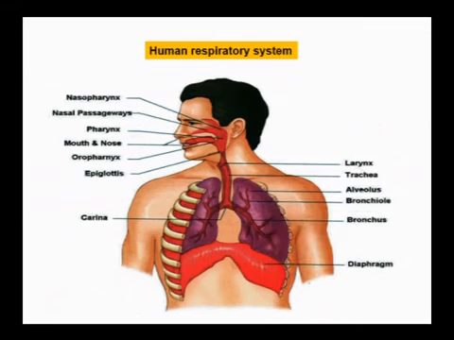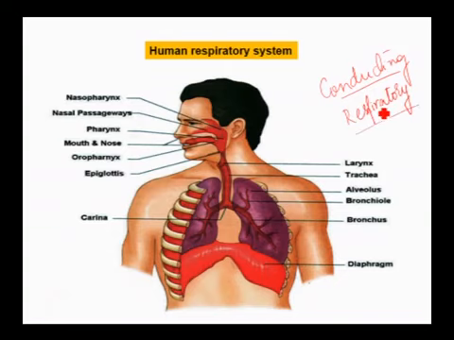A human respiratory system comprises the conducting parts and respiratory parts. The conducting parts are the ones which just allow the passage of the air, but respiratory parts are the ones which really help in exchange of the gases. Like terminal bronchioles and the alveoli, here really the exchange of the gases will occur, and that is why we call them the respiratory parts.